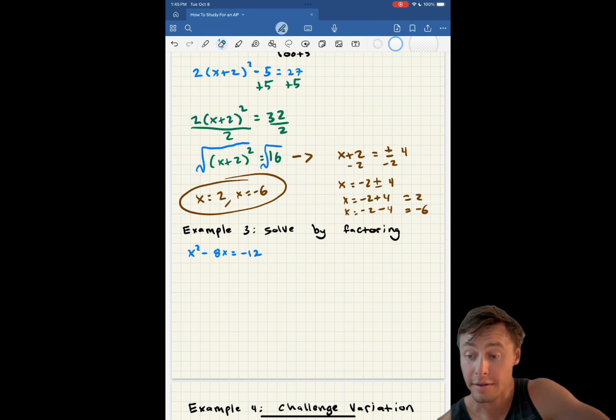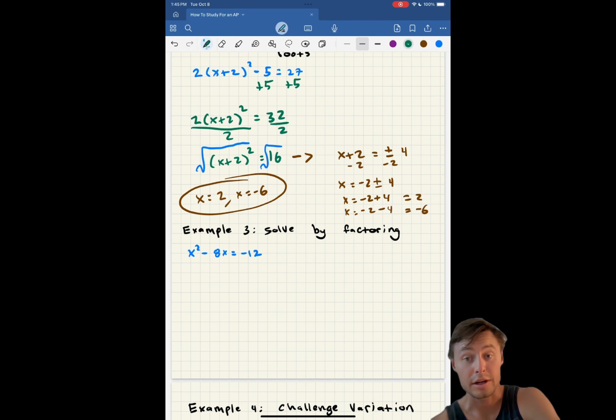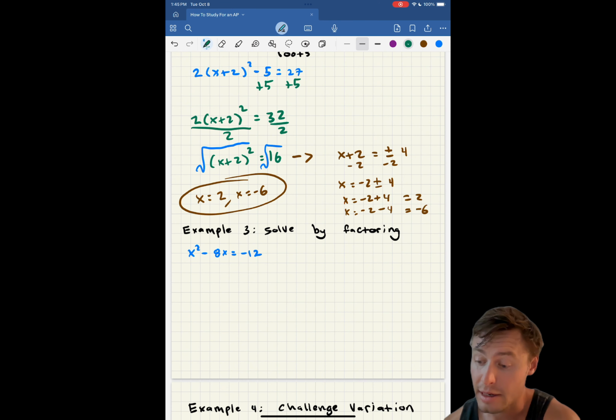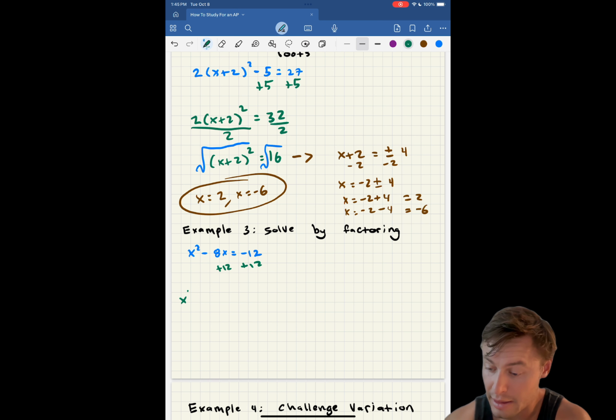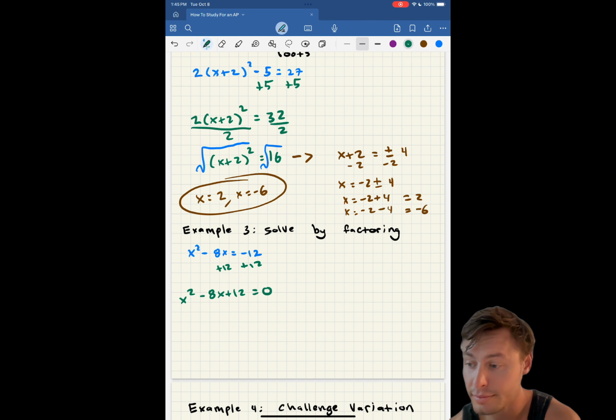So first thing you want to do when you're solving a quadratic equation by factoring is you want to get everything onto one side so that one of the sides equals 0. So to do that here, you'll add 12 to both sides of the equation, which will give you x² - 8x + 12 = 0.